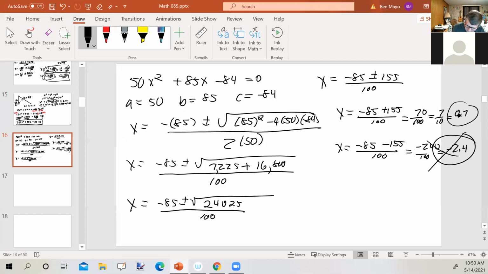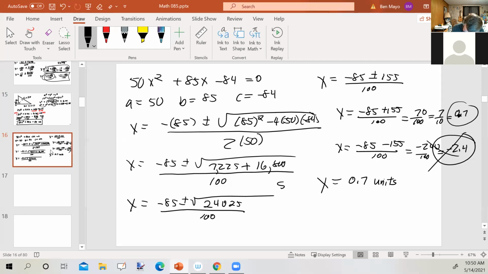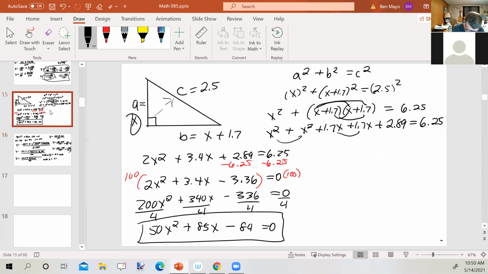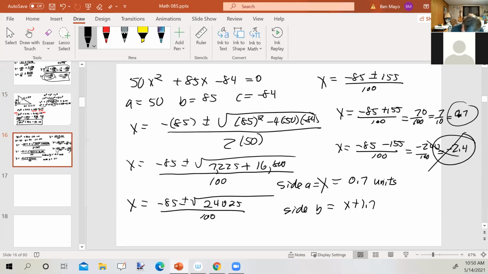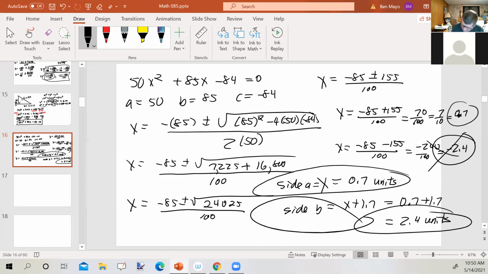This answer is valid. Okay, so if x is 0.7 and that's units, so that would be what, side A? So side A. Side B is x plus 1.7. So that would be 0.7 plus 1.7, which is 2.4 units. So side A is 0.7 units, side B is 2.4 units.